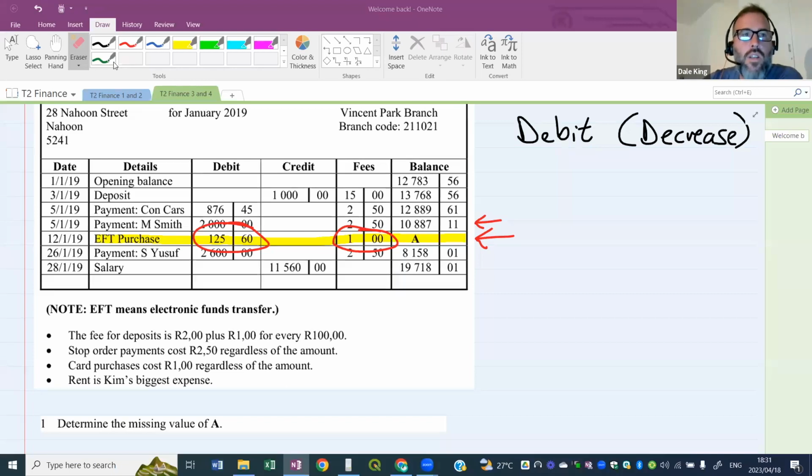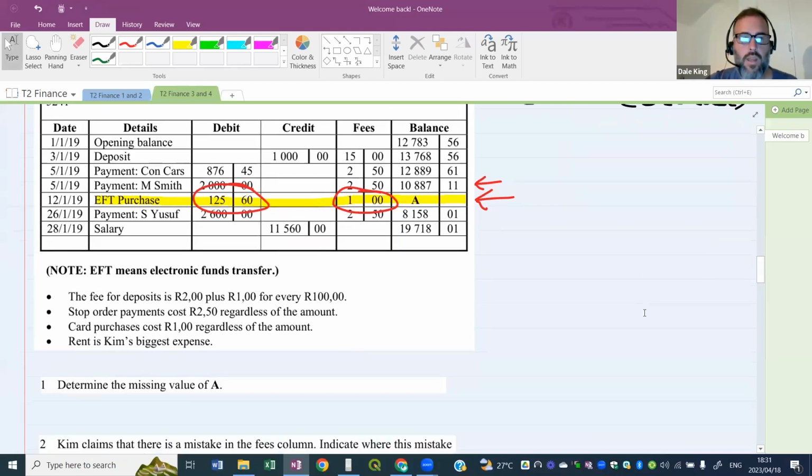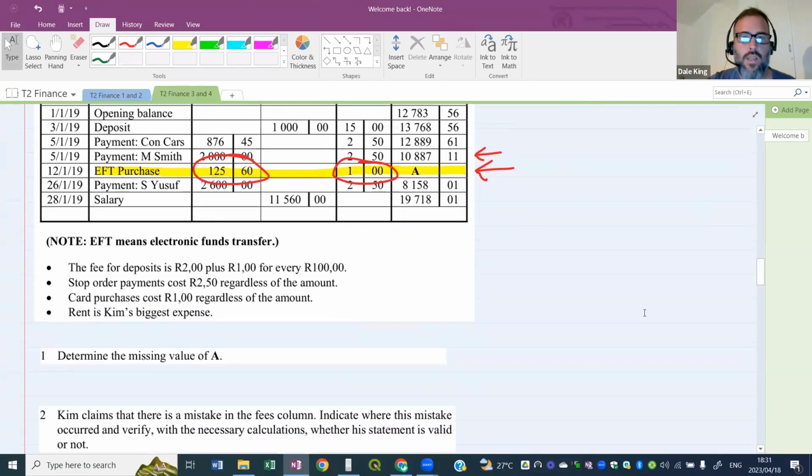Okay, so let's have a look at this one. Let me just go down a bit and create a bit of space. Okay, we're going to do this next to the question here. All right, so we want to know what is the new balance. So we've got to take the old balance here. Okay, so here's the old balance. It's 10,887 Rand and 11 cents. Okay, and we're going to change it. Now we need to know how we're going to change this. So an EFT purchase, because it's in the debit column and because it's a purchase, it removes money from your bank account.